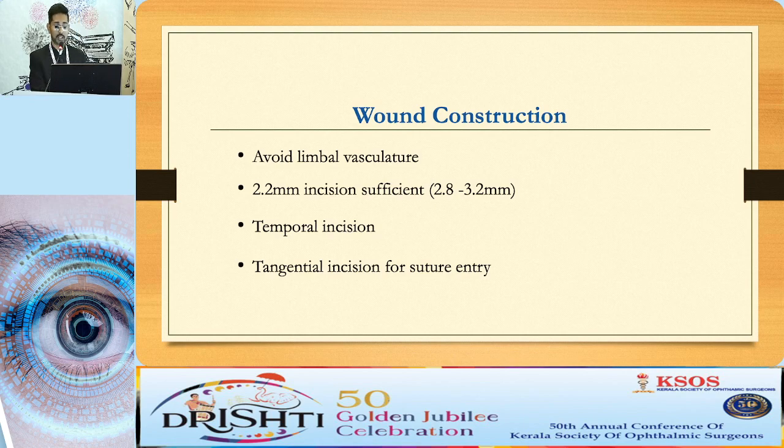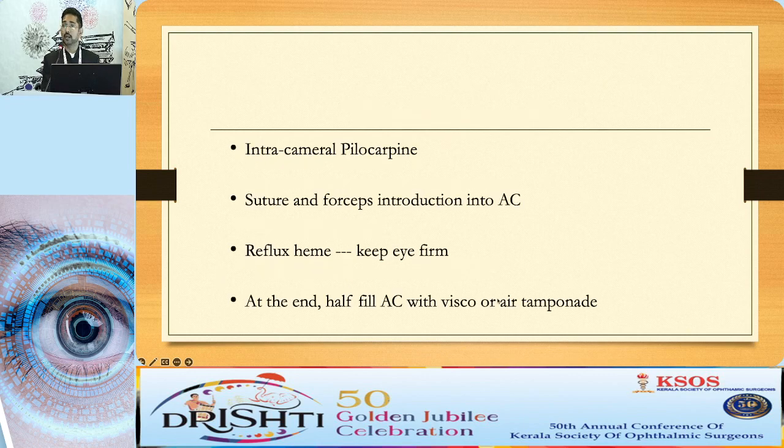A temporal incision is made for the entry of your hook to hold the suture, and a tangential incision is made for the suture entry. Intracameral pilocarpine is used if you are doing a standalone procedure; that will make the angle open and also protect your anterior lens capsule from any kind of injury.